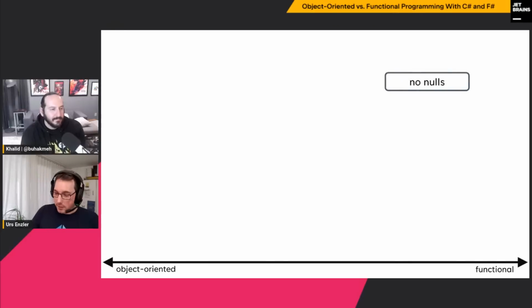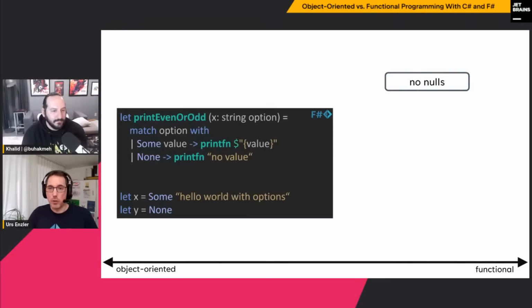Then there are no nulls. Instead of nulls, we have options, sometimes also called maybes. So I can say I either have a value or I don't. So this is a discriminated union. This print even or odd function takes an optional string. Then I can pattern match on these options. If there is a value present, I print it to the console. Otherwise, I print no value. And I can construct such values with Some and passing a string, or saying None.